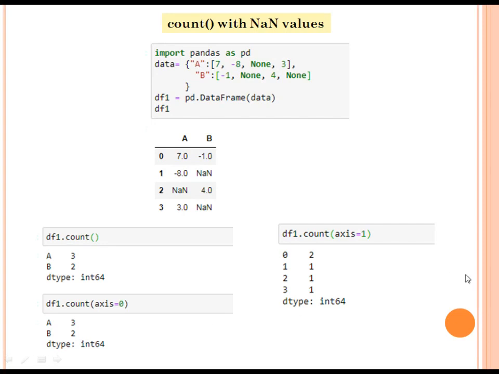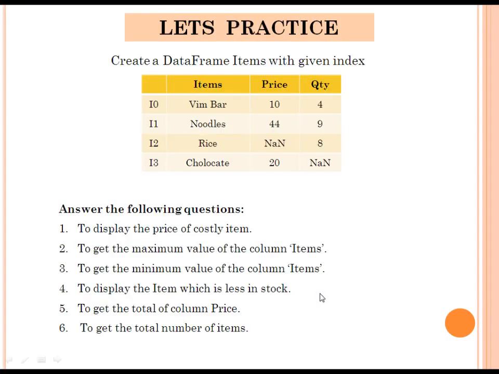Okay. When again I put axis equals to 0, it will show me the same content because by default it is axis equals to 0. And when I put axis equals to 1, then it will show me the count according to the rows. So see, in the 0th row both the values are present, so the answer is 2. Then the answer is 1, 1 and 1 because 1 is NaN value and 1 is numeric value. Clear?